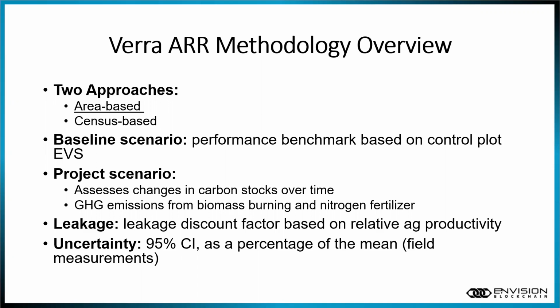Then uncertainty is accounted for through field measurements. A 95% confidence interval is calculated. The percentage of uncertainty for each pool is calculated as the 95% confidence interval as a percentage of the mean. Then a final percentage uncertainty and net GHG removal estimates are used to calculate the final uncertainty deduction.